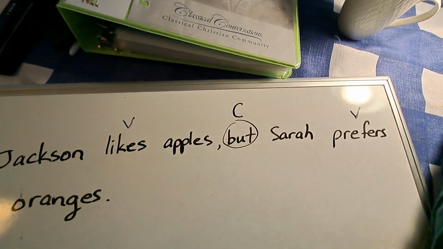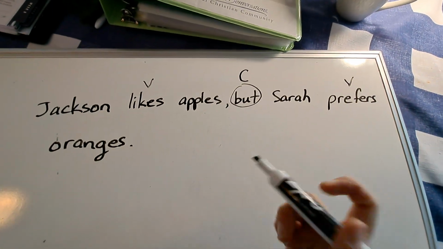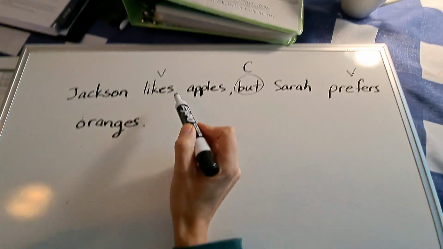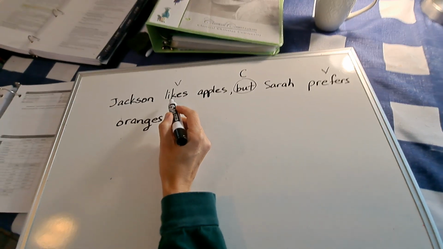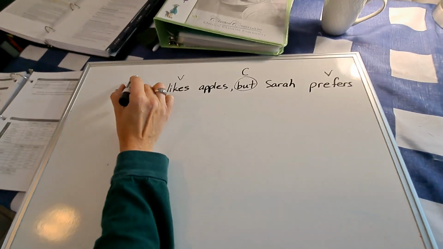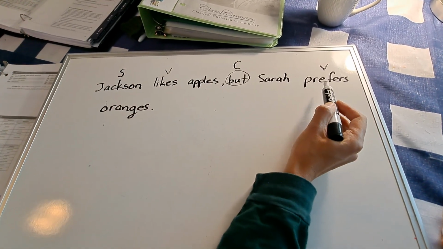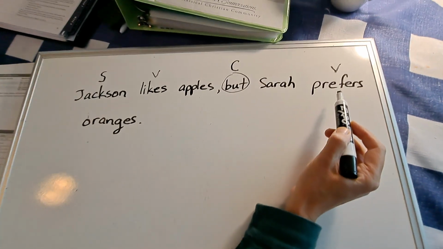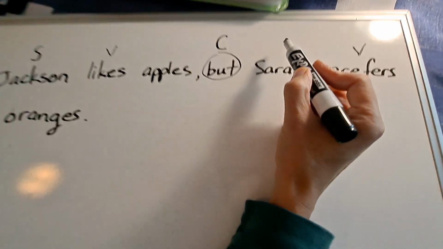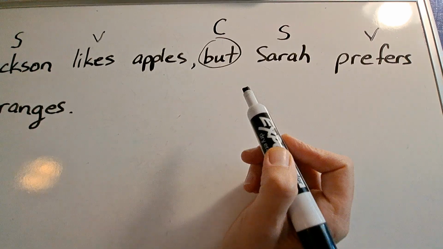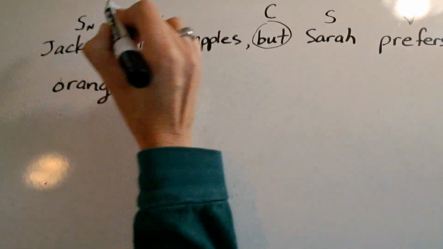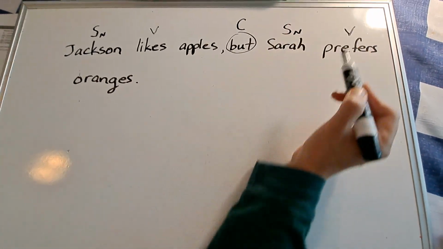So I'm going to look and see. And I'm going to ask myself, who or what likes? Jackson likes. So I'm going to label that as my subject. I'm going to ask myself, who or what prefers? Sarah prefers. I'm going to label that as my subject. I can see that they're both nouns, not pronouns.